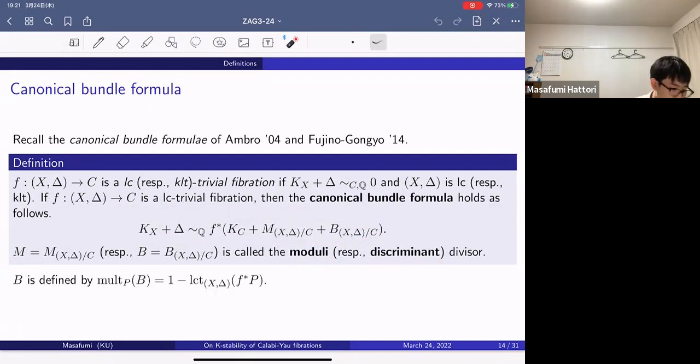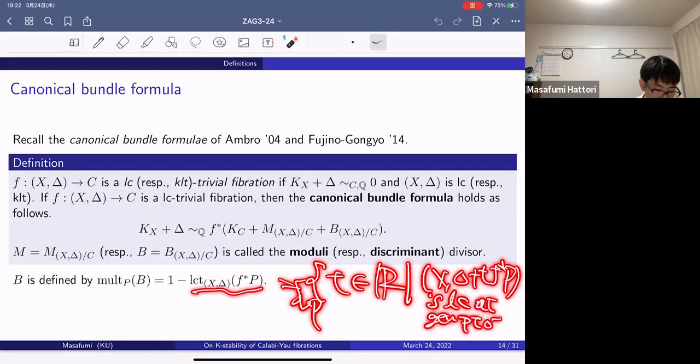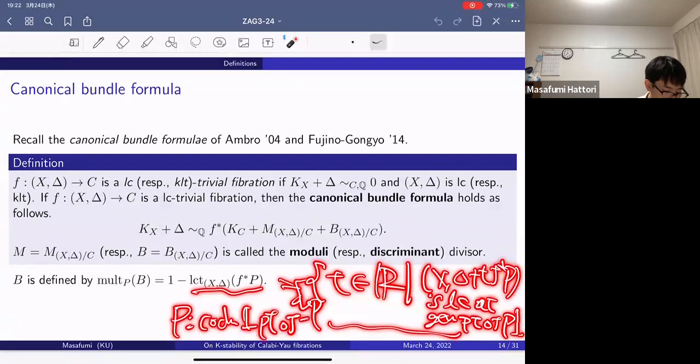And B is defined by the multiplicity of B at P equals 1 minus the log canonical threshold of f star P. So this is the supremum of t such that (X, Delta plus t f star P) is LC at the generic point of P. And P is a codimension 1 point of C.